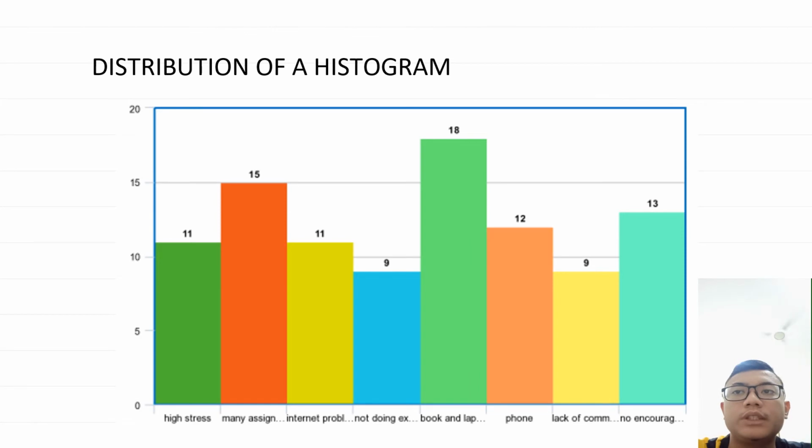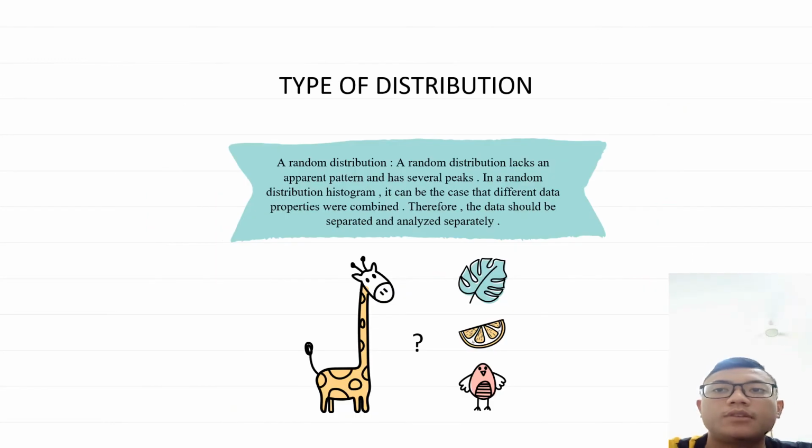As you can see, based on the data, we use a histogram bar graph to represent the data. The type of distribution for the histogram bar graph that we have made is a random distribution. A random distribution lacks an apparent pattern and has several peaks. In a random distribution histogram, it can be the case that different data properties were combined. Therefore, the data should be separated and analyzed separately.